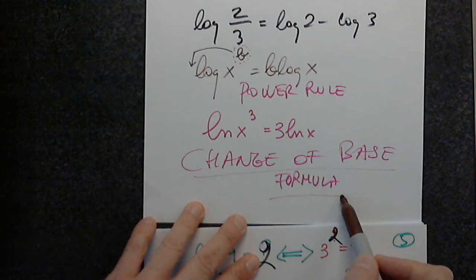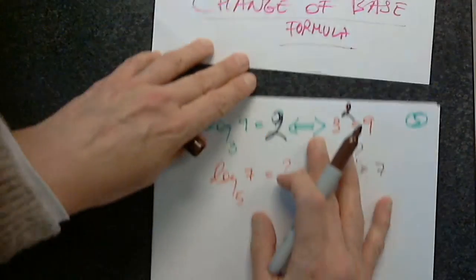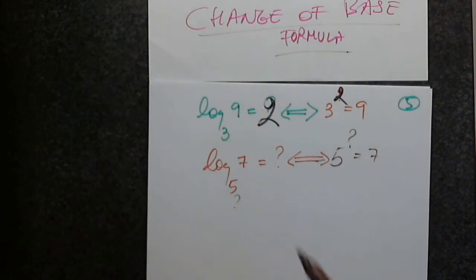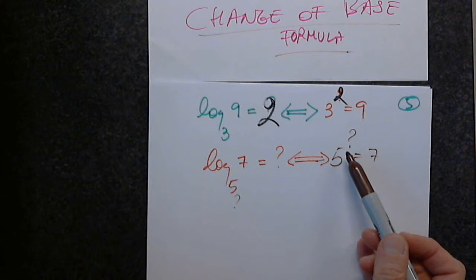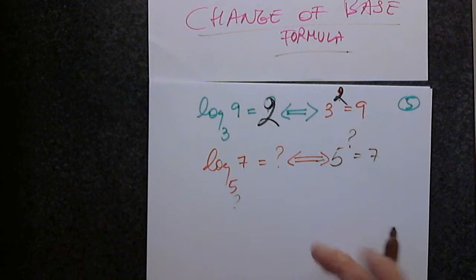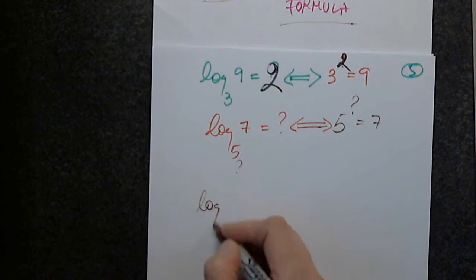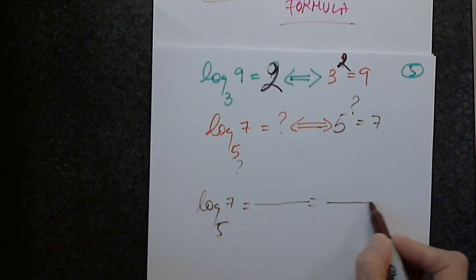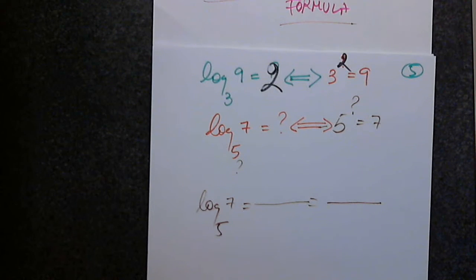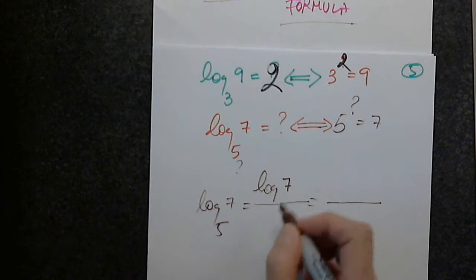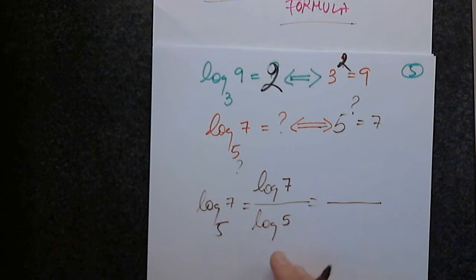I change the base. From this base that doesn't make sense, it makes sense, but only if I can figure it out easily, into something I have in the calculator. So I want to find log base 5 of 7. So then I have two possibilities. Both will give us the same answer. One possibility is common log of 7 over common log of 5.